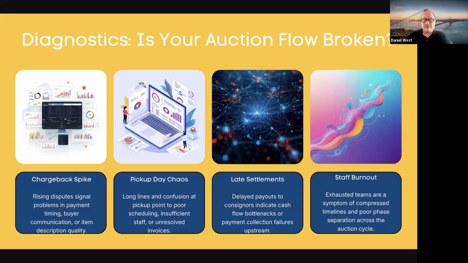If you have a lot of chaos during the pickup day, like it says here, long lines and confusion and frustration, unresolved invoices, that's because your auction flow is messed up. If you're not getting payouts out to consigners on time, that's a very clear sign that your flow is broken. And if your staff is upset with you and burnt out, then that's likely because instead of improving your flow, you're leaning on them. And again, it's your job to control the flow, not theirs.